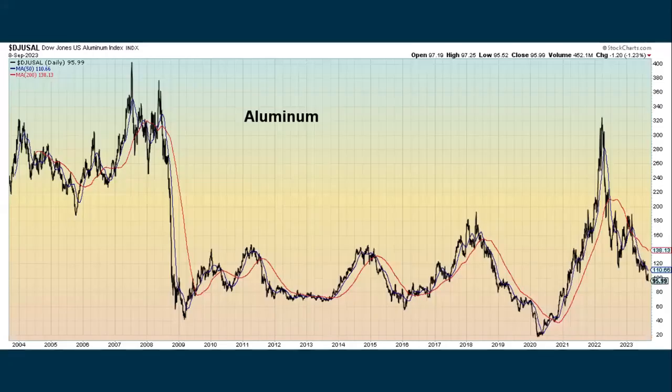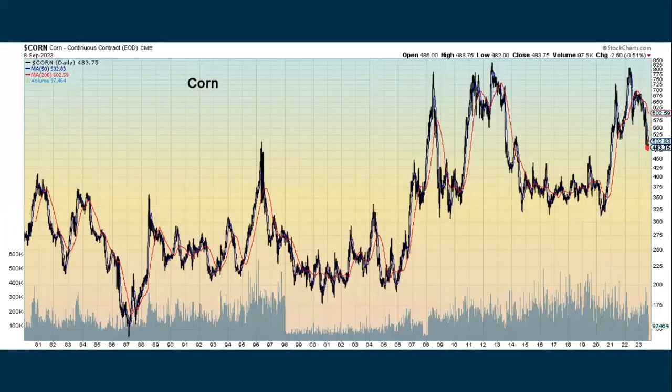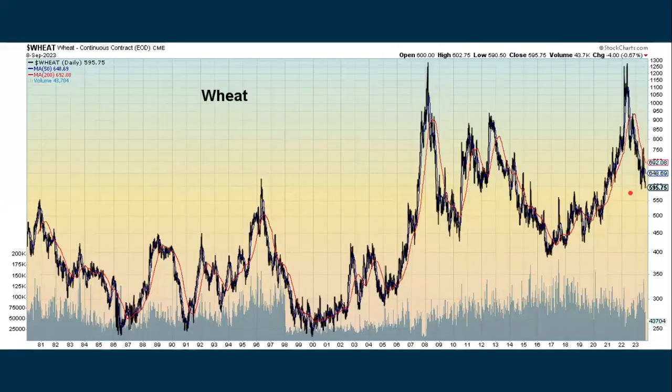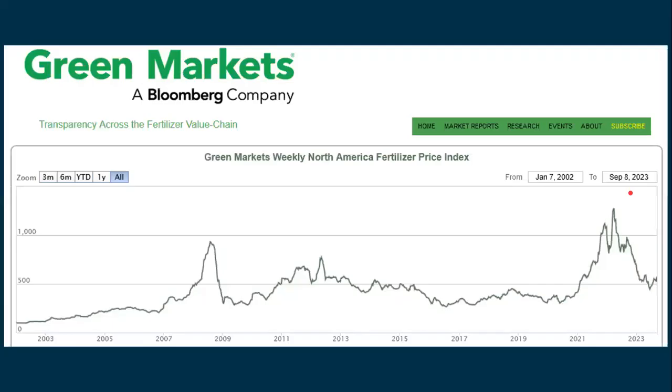Some other markets that we look at that are way outside of the stock market. Here's aluminum showing that it's in a downtrend, where corn continues to be in a downtrend. Wheat is in a downtrend. We look at fertilizer. That's pretty important for growing things. It has been declining, but lately we've been seeing it start to come back up.